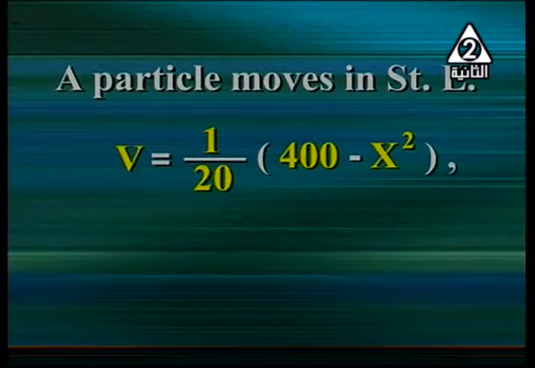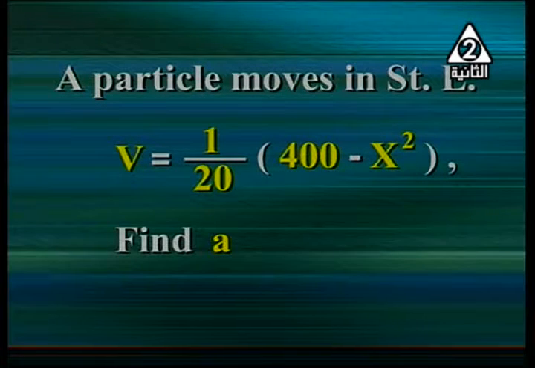Example. Dear student, a particle moves in a straight line. The velocity is 1/20 multiplied by the bracket containing 400 minus x squared. Find the acceleration. Dear student, remember the velocity is a function of x. x is the distance. Velocity is v.